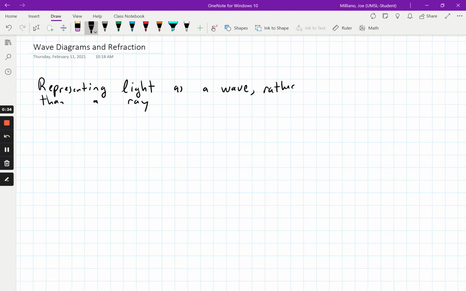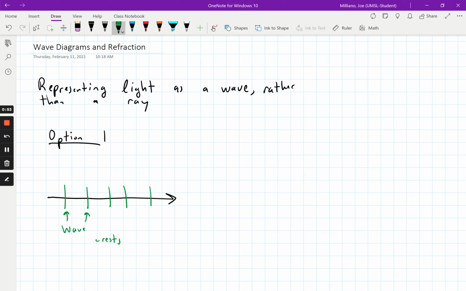We have two options. Option one is we can draw in our ray still, that's our ray of light, and then draw in lines that represent wave crests, so the peak of the wave. So that's one option for representing light as a wave.